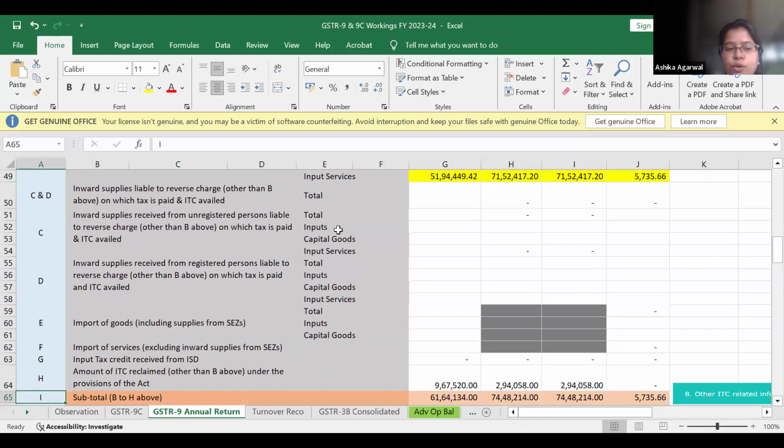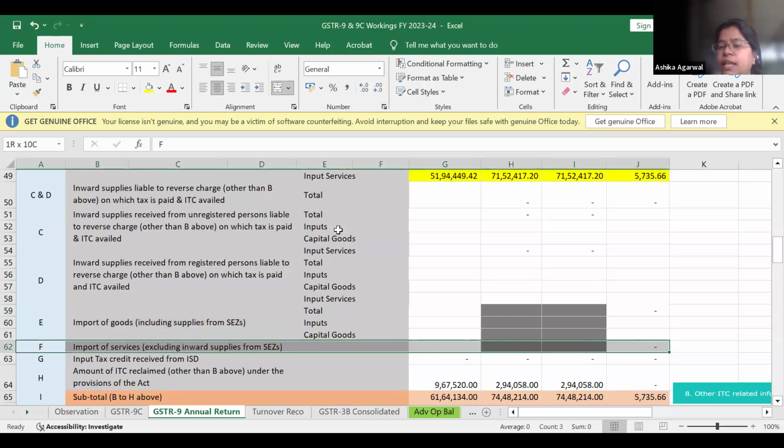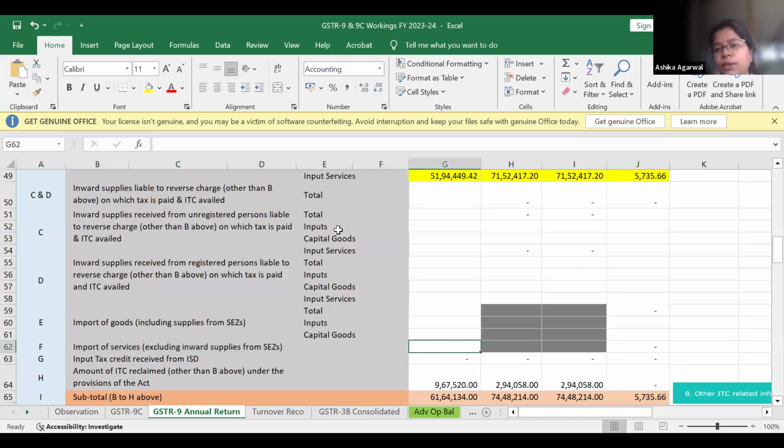Now, if you get import of service, which is table 4B2 of GSTR 3B, it will be reported in table 6F, import of service. Over here, there is no category because it itself is saying service. So service will be coming over here. How will you come to know about the bifurcation between input service and capital goods? Capital goods is very simple. Go to the fixed asset schedule, see whatever addition has been made.